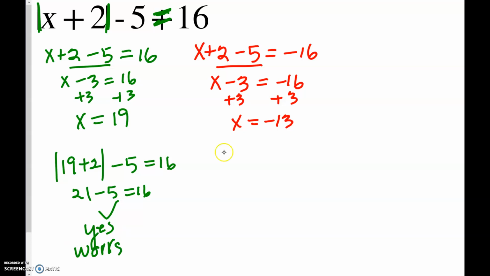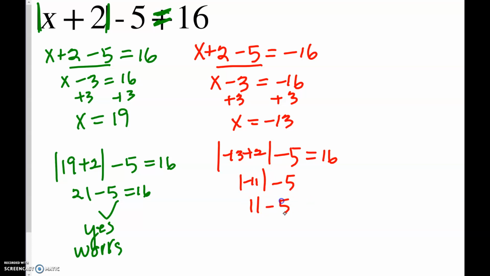All right, let's try the red one and make sure that this one works. So we're going to go back and plug in a negative 13: the absolute value of negative 13 plus 2, minus 5. Does that give me 16? Well, negative 13 plus 2 is a negative 11. And the absolute value of negative 11 is 11, so we have 11 minus 5. Does that equal 16? 11 minus 5 is 6. Does 6 equal 16? No, absolutely not. So that whole red problem must be wrong. Something about it is kind of fishy.